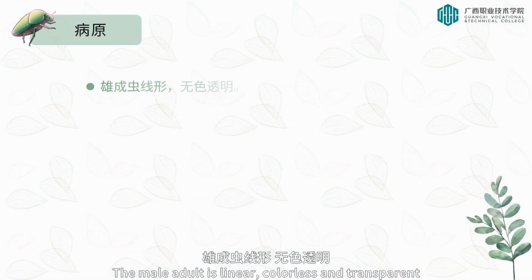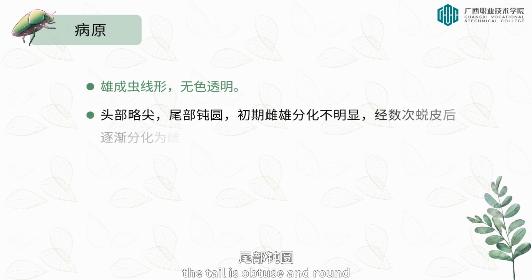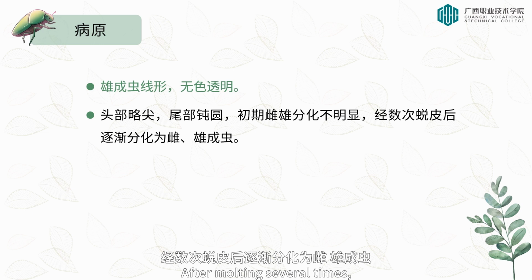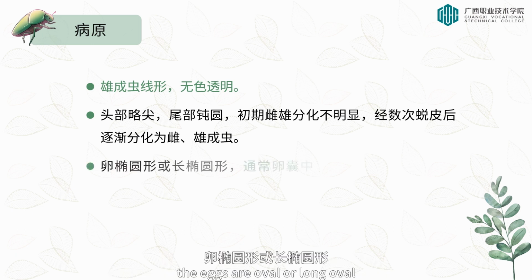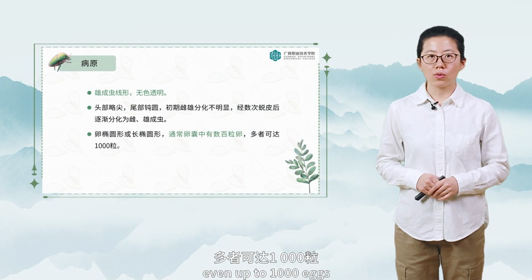The male adult is linear, colorless, and transparent. The head is slightly pointed. The tail is obtuse and round. The initial differentiation between male and female is not obvious. After molting several times, it gradually differentiated into female and male adults. The eggs are oval or long oval. There are usually hundreds of eggs in the oocysts, even up to 1,000 eggs.